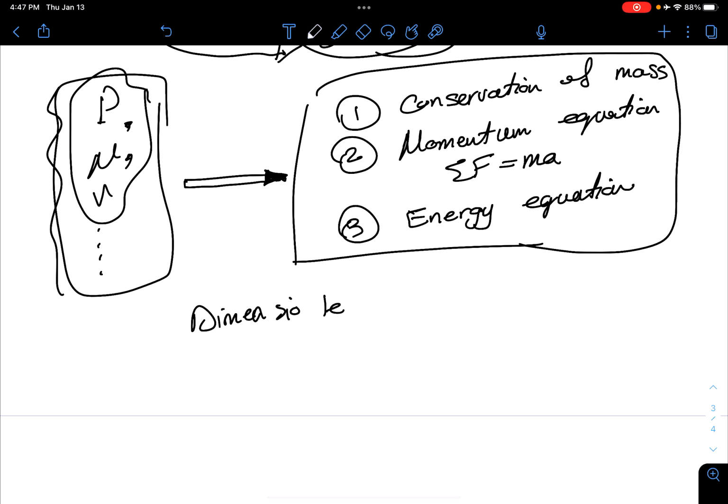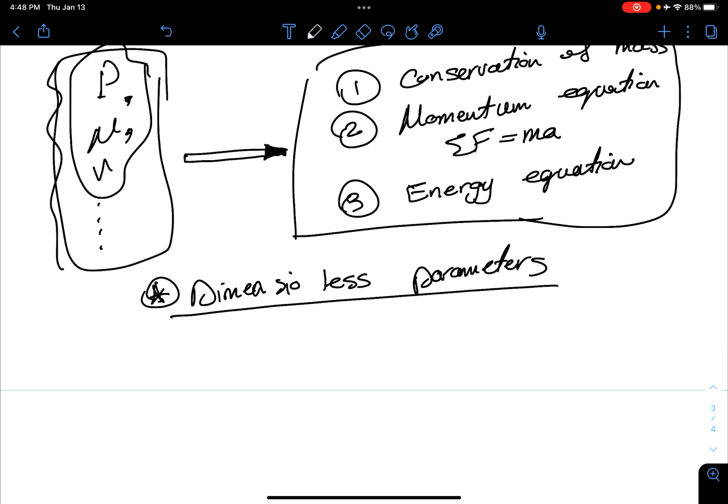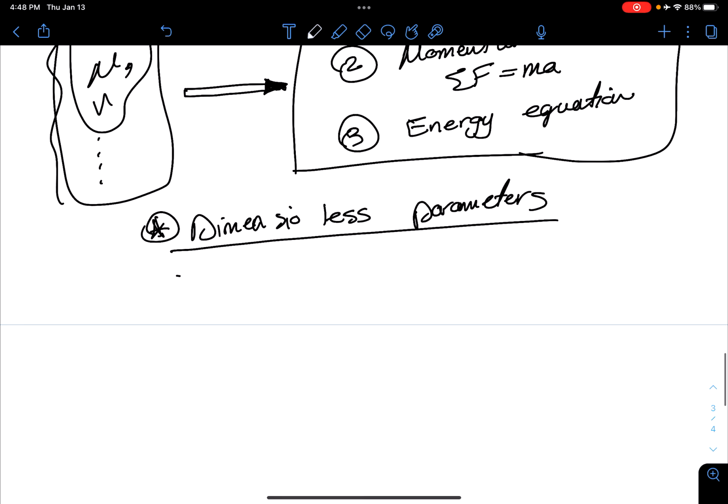So dimensionless parameters are parameters that are going to give us a relationship between the main parameters, the primary parameters we have, and are going to help us characterize the fluid flow or airflow.